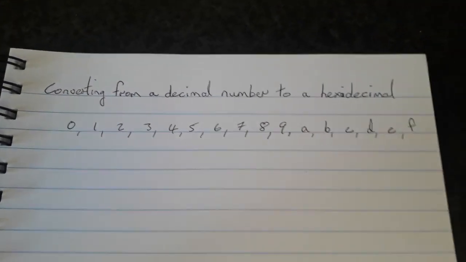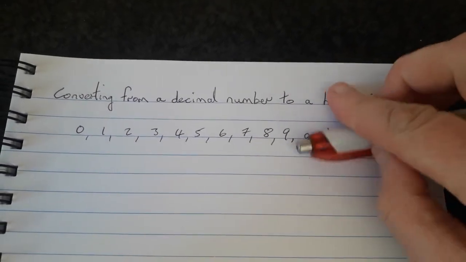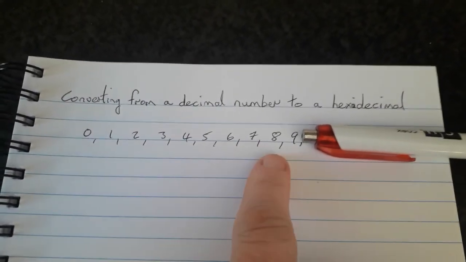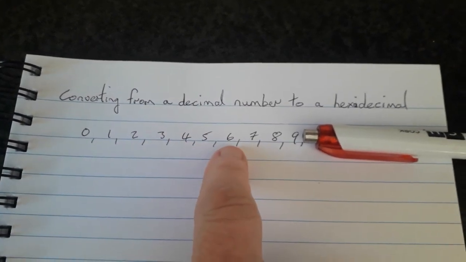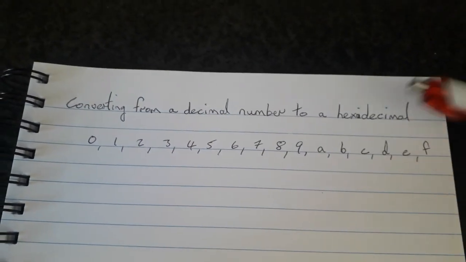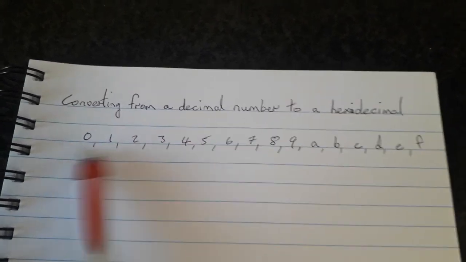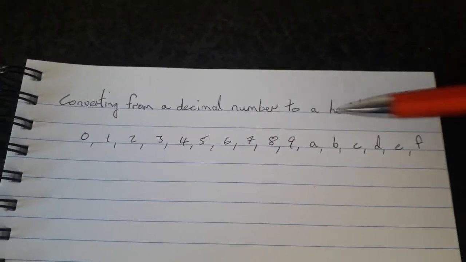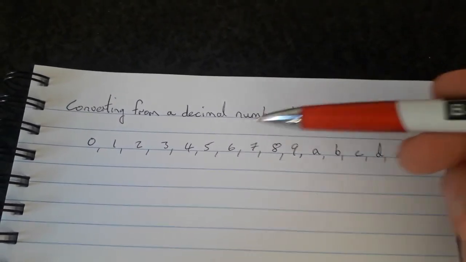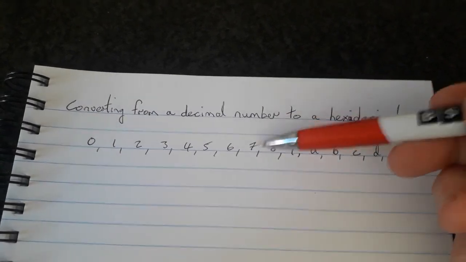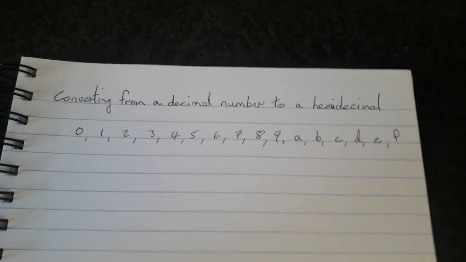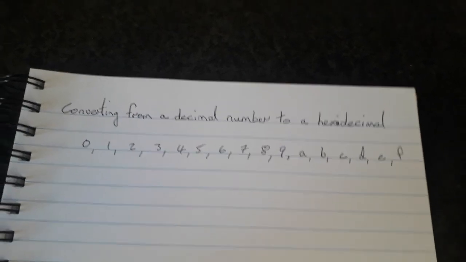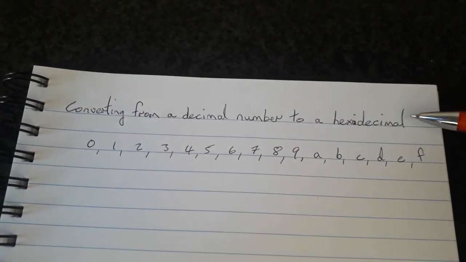Just like a decimal number only uses its digits, so a decimal number might be 45 or 136, a hexadecimal number can use any combination of these. So a hexadecimal number can be 9A or 6C7, something like that. So the first thing we're going to do is convert from a decimal number to a hexadecimal number.